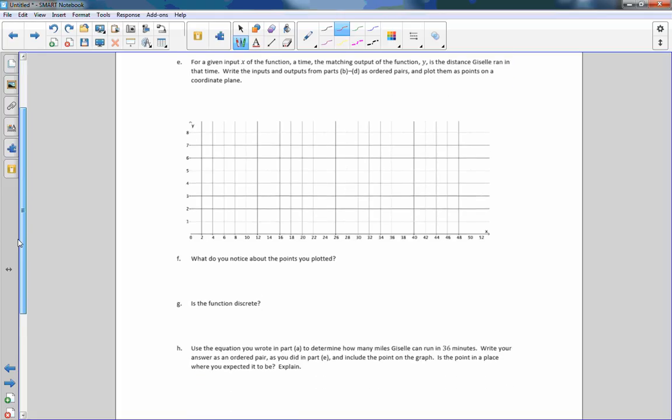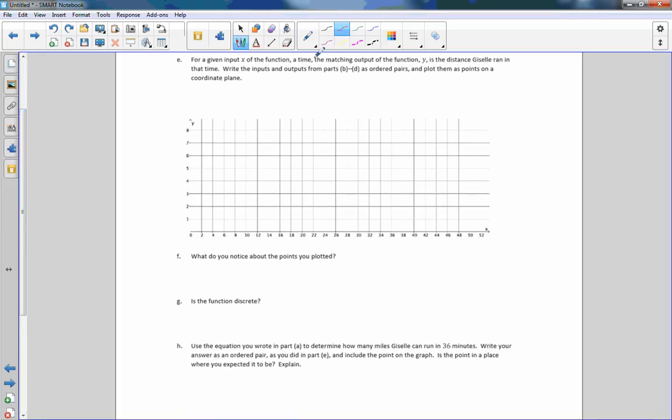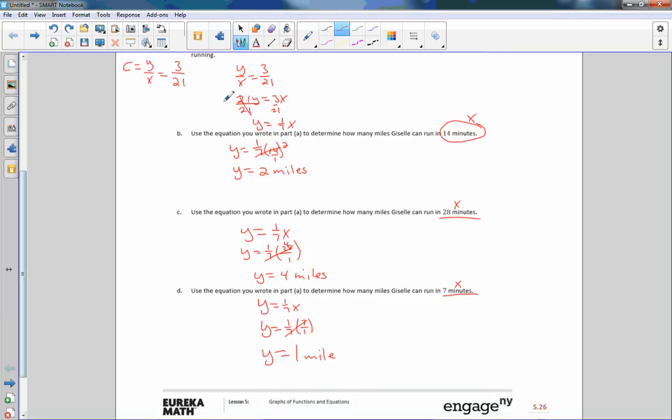E, for a given input x of a function, a time, the matching output of the function y is the distance Giselle ran in that time. Write the inputs and outputs from parts B through D as ordered pairs and plot them as points on the coordinate plane. So I'm going to go back, and B is the point 14, comma, and my answer's 2. There's my point, 14, 2. And this one, it's 28, comma, 4. And in this one, it's 7, comma, 1.